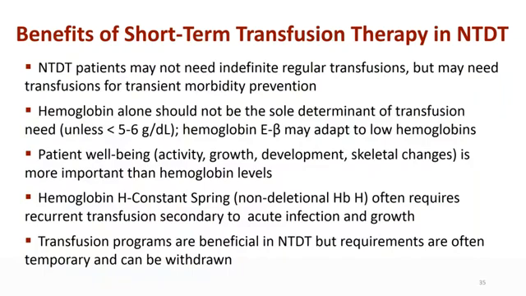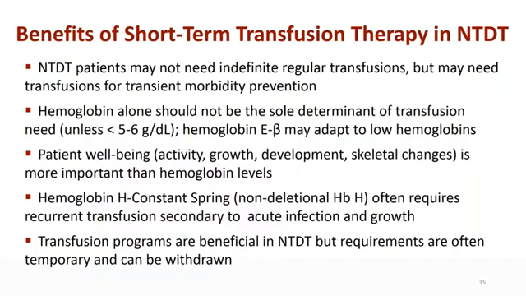By and large, with non-transfusion dependent patients, one needs to really interview and spend time to understand their well-being, their activity, their growth, their quality of life, the skeletal changes, and other factors that are influenced by hemoglobin. Some of these groups, such as hemoglobin H Constant Spring, a non-deletional H, often get recurrent transfusions during a rather non-serious infection, such as a virus that induces hemolysis, or during the period of growth.